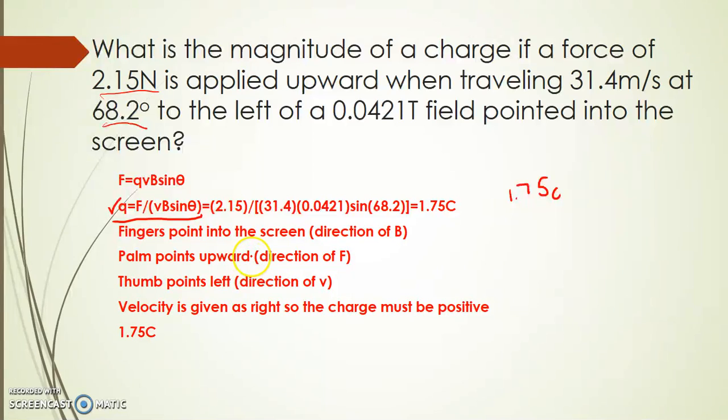So again, if you're using your right-hand rule, the fingers are going to point into the screen. Your palm is going to point upward, and then your thumb is going to point left. So the velocity is given as to the left, so the charge must be a positive 1.75 charge. Now, if it was pointing to the right, the answer would be negative. And again, remember that the positive and negative would give you direction, so this would be the correct answer.